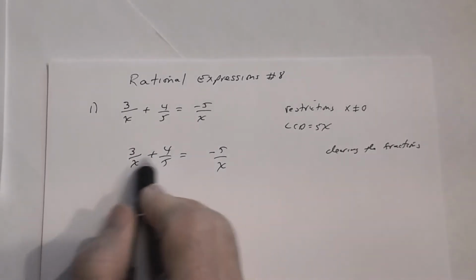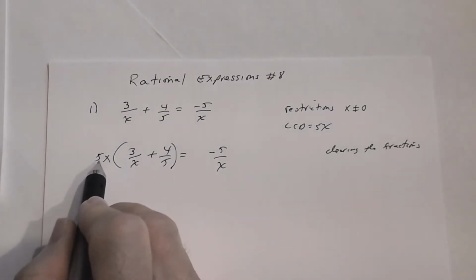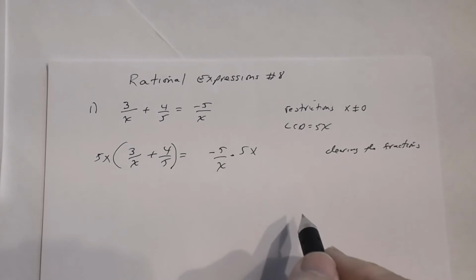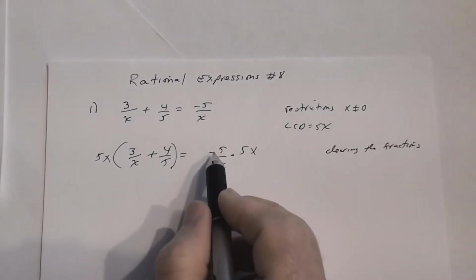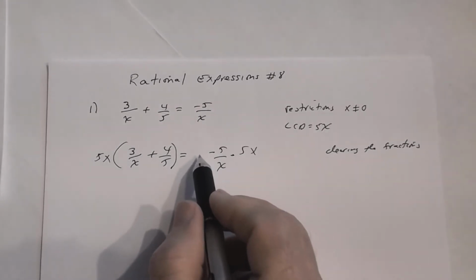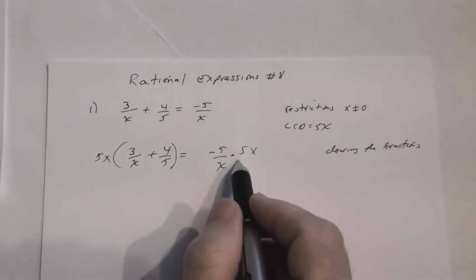All right, so here's what we're going to do. Since we have 2 terms here, we put this in parentheses, and we're going to multiply by 5x. So what you do to one side, I'm going to put it right here, you do to the other. And I put it on this side because that's a negative 5, and I don't want to confuse people and think that's 5x minus 5 over x. Remember, that's a product, so that's why I put it on this side.